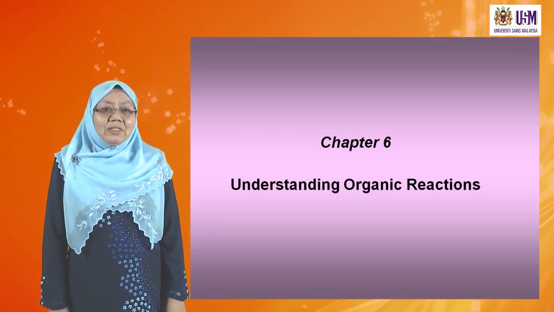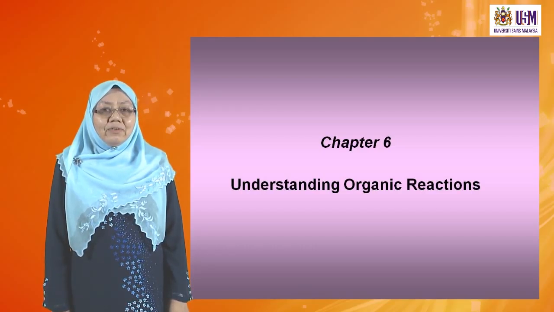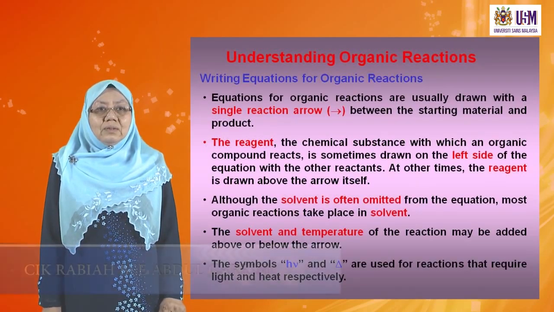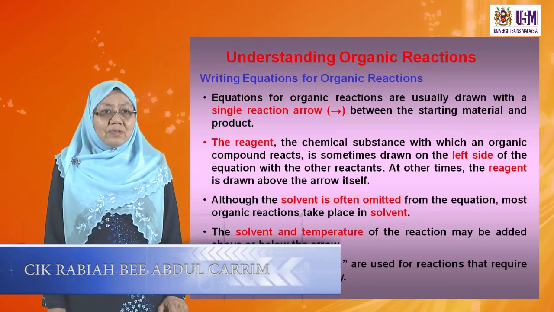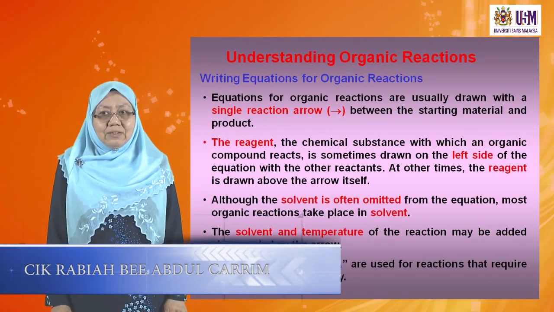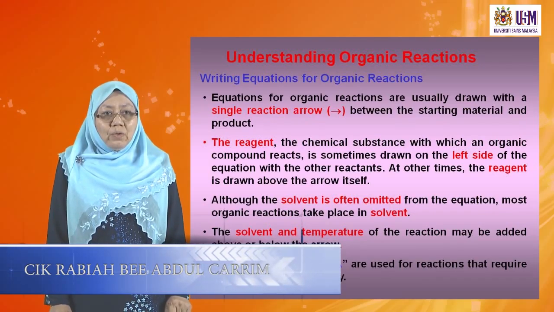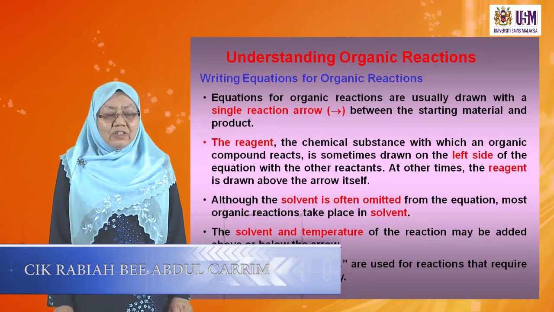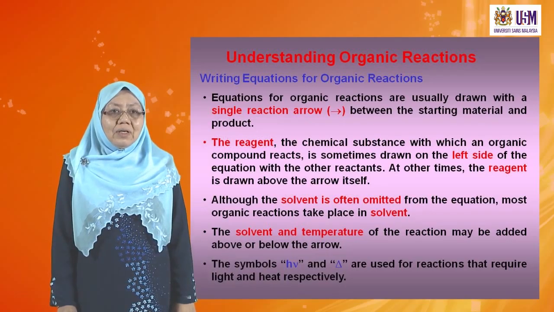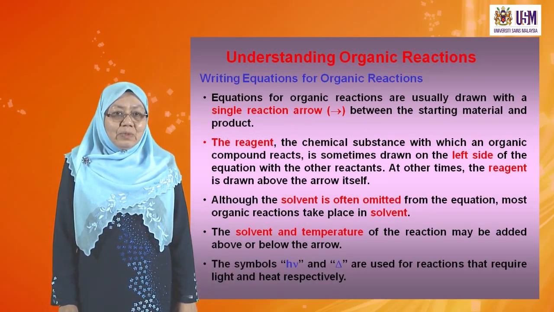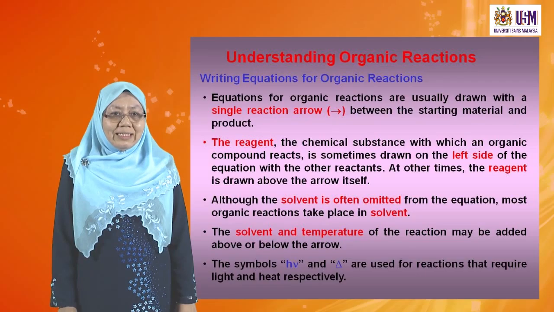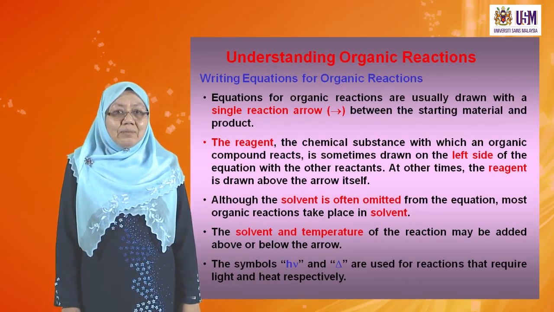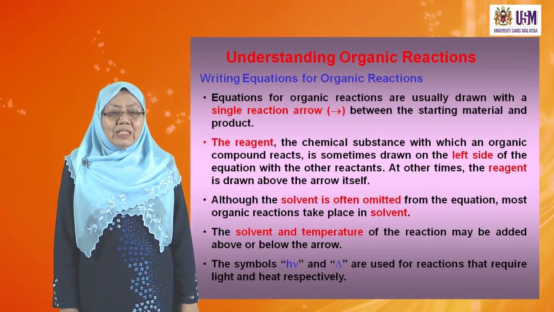Today, we're going to start a new chapter that is Understanding Organic Reactions. In order to understand organic reactions, we must first know how to write the equations for these organic reactions. So, first, equations for organic reactions are usually drawn with a single reaction arrow between the starting material and the product. So the reagent, which is the chemical substance with which an organic compound reacts, is sometimes drawn on the left side of the equation with the other reactants.